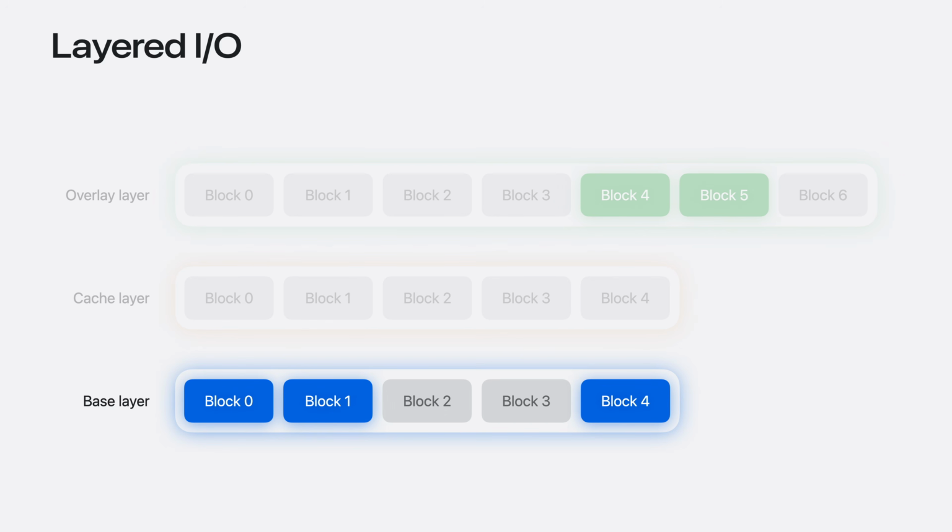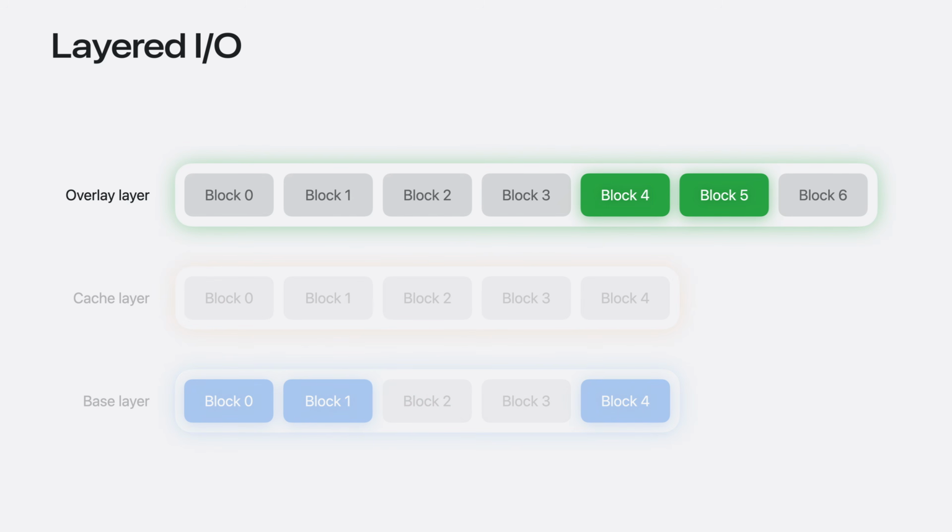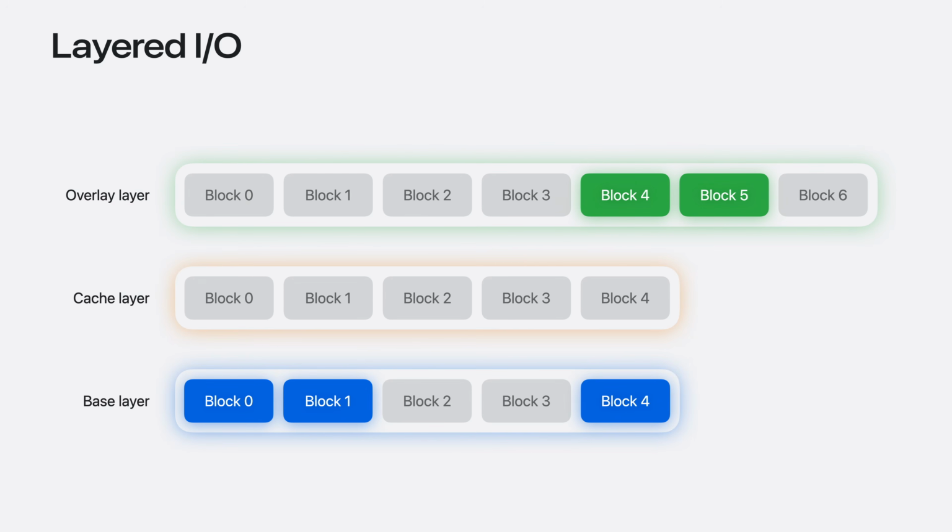In this example, the base layer has content for blocks 0, 1, and 4. The cache layer does not have content for any blocks. The overlay layer has updated content for block 4 and also has content for block 5. Note that a layer can have a different logical size than the layers above or below it.